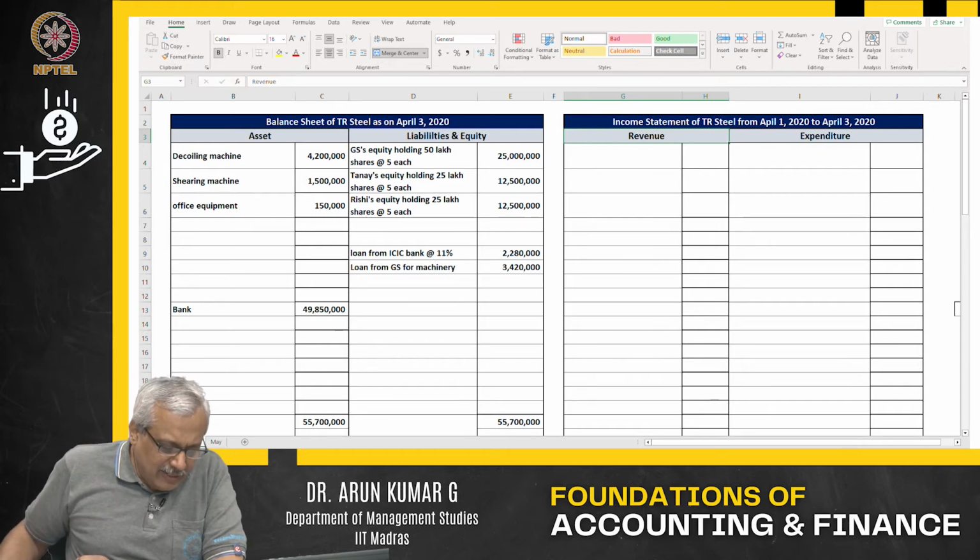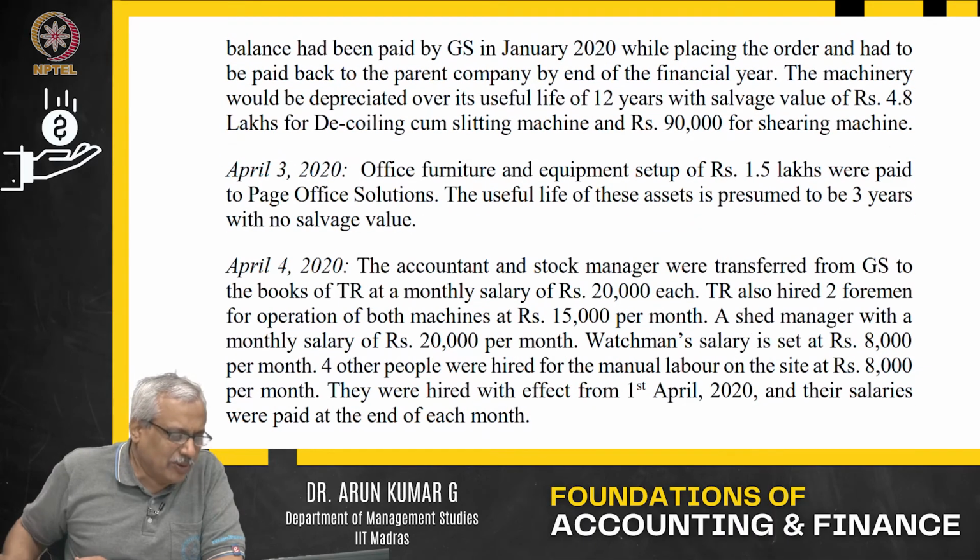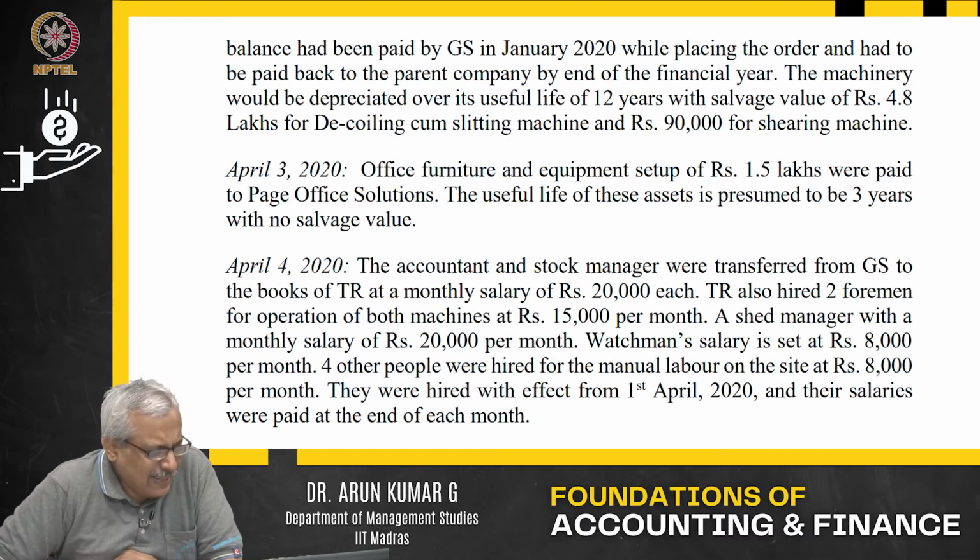We move further to the next transaction. Now please note, we move to April 4th. The accountant and stock manager were transferred from GS to the books of TR at a monthly salary of 20,000 rupees each. TR also hired 2 foremen for operation of both machines at 15,000 per month.